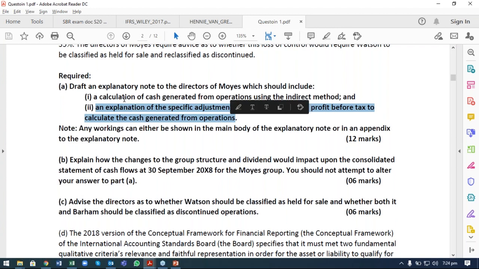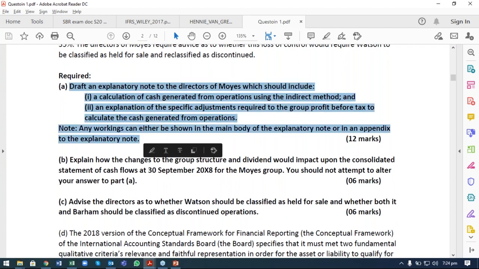The next requirement is this. The basic requirement actually includes all the scenarios mentioned in the question. So you need to understand that you have to identify any non-cash items which are provided within any of the sections of the above scenarios.